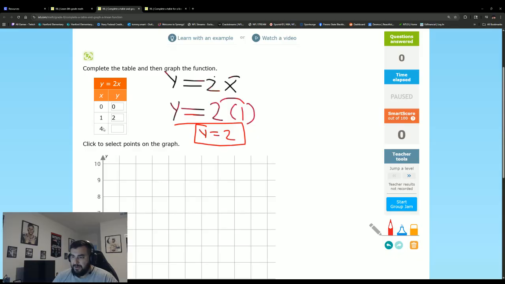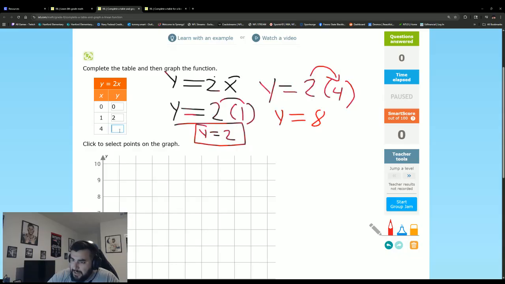Okay, last one. I'm going to plug in 4. I'm going to go a little faster here. So we substitute the letter x right here with the number 4. 2 times 4 is 8. So y this time was 8.